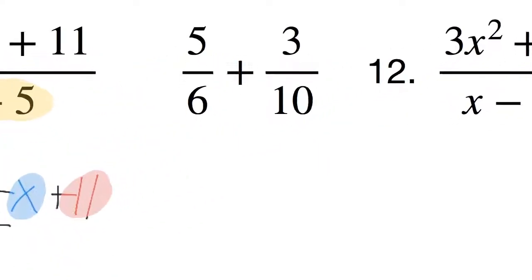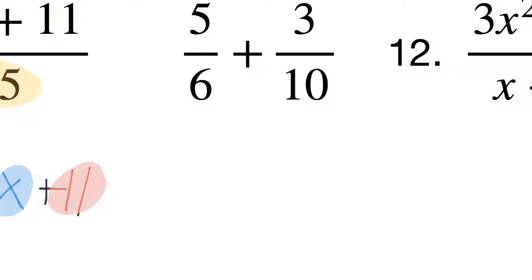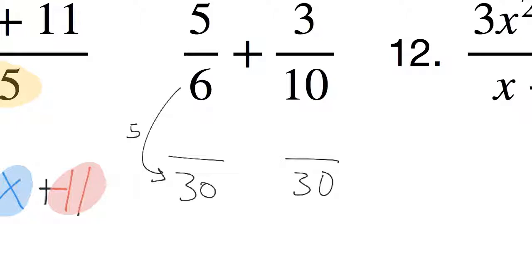What happens when you've got fractions with unlike denominators? Well, you have to get the least common denominator. In this case, it's going to be 30. And you can multiply 6 by 5 to get up to 30, so therefore you have to multiply the numerator by 5 as well to get 25.